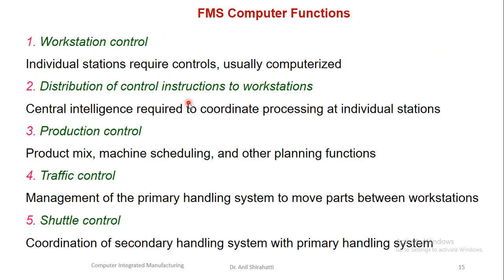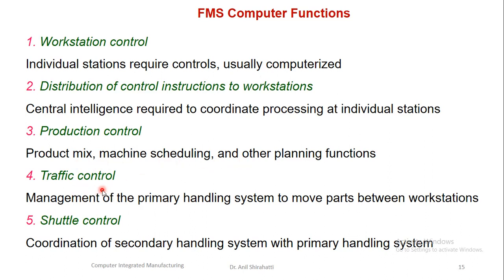Next, the components of FMS are computer functions. The computer plays a very important role in FMS. It will control the complete manufacturing process itself. So what are the functions? Work control. That is, the individual station's required control is usually done by computers. Distribution of control instructions to the workstation. Production control. So all production mix, machine scheduling, everything is done by computers.